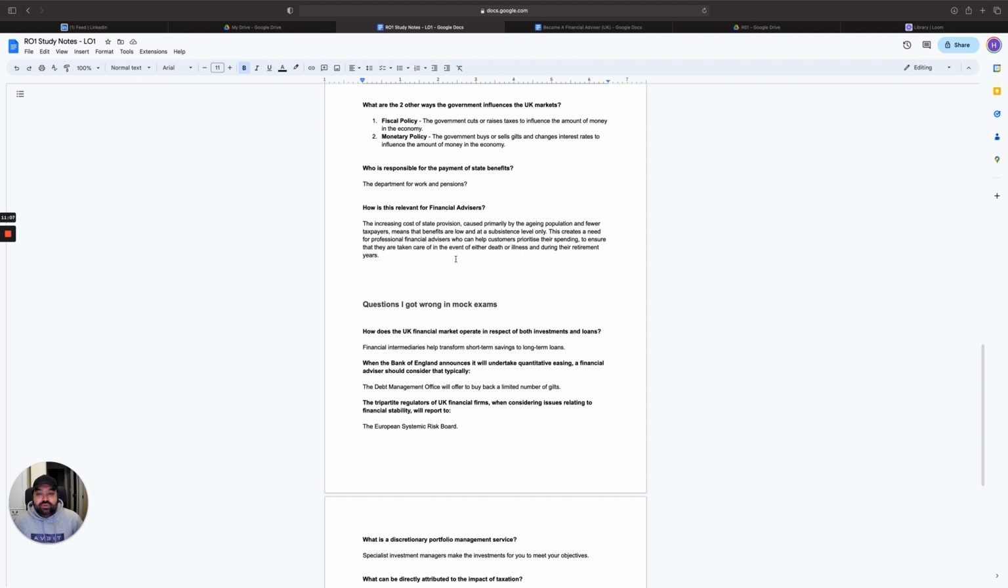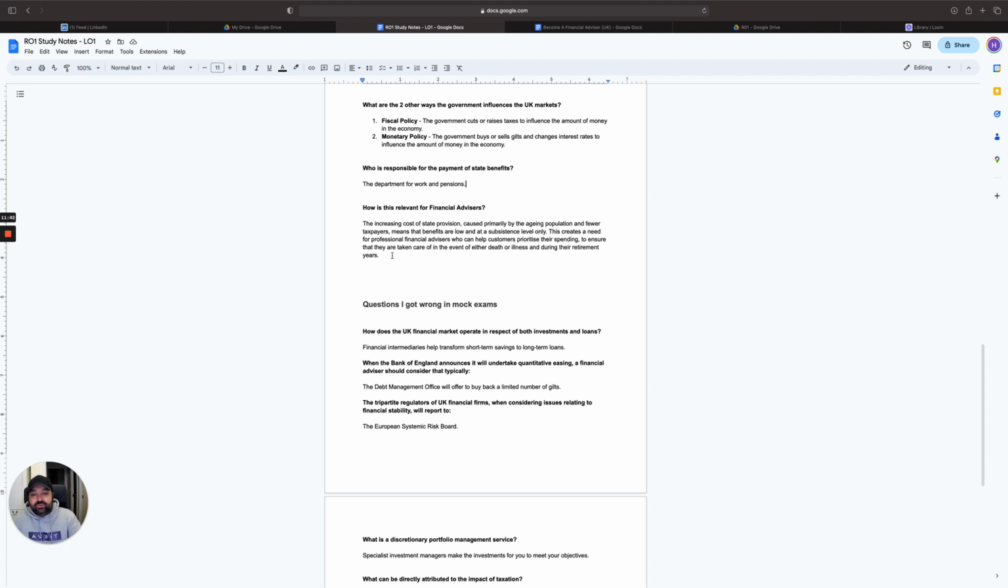Next question: who is responsible for the payment of state benefits? This is the Department for Work and Pensions. I don't know why there's a question mark there. And how is this relevant for financial advisors? The increasing cost of state provision, caused primarily by the ageing population and fewer taxpayers, means that benefits are low and at subsistence level only. This creates a need for professional advisors who can help customers prioritize their spending to ensure that they're taken care of in the event of either death or illness and during their retirement years.